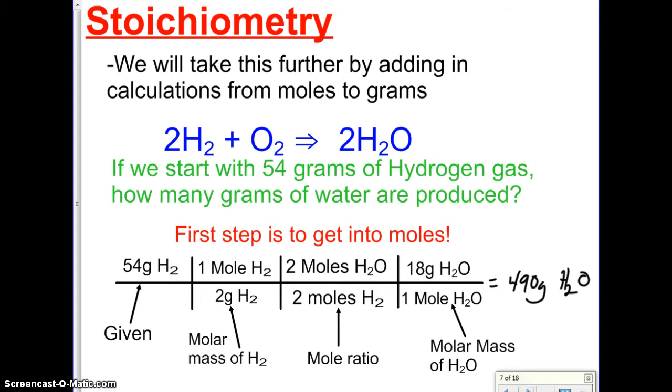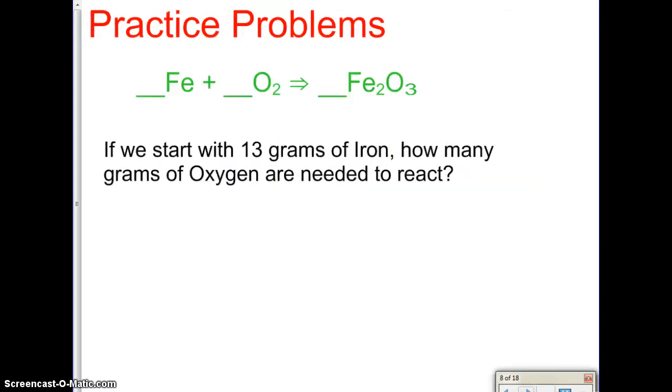Okay, let's look at another one. Okay, let's say we have 13 grams of iron. How many grams of oxygen are needed to react? So first off, we have to balance.